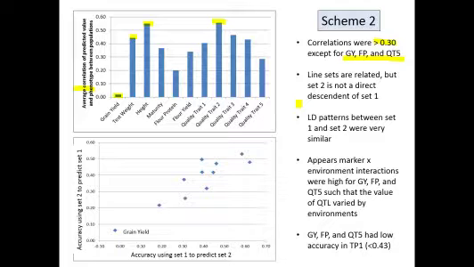Now the pattern of linkage disequilibrium amongst the markers in the 2 sets was actually very similar. So what we conclude is there appears to be a fair amount of marker effect by environment interactions, and these are probably quite high for grain yield, flour protein, and the fifth quality trait. And that's why one population really cannot predict the other one very well.